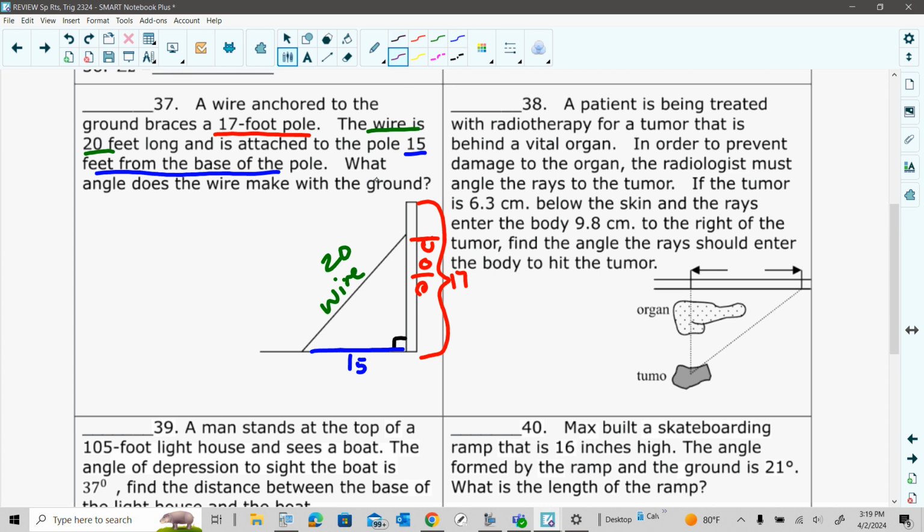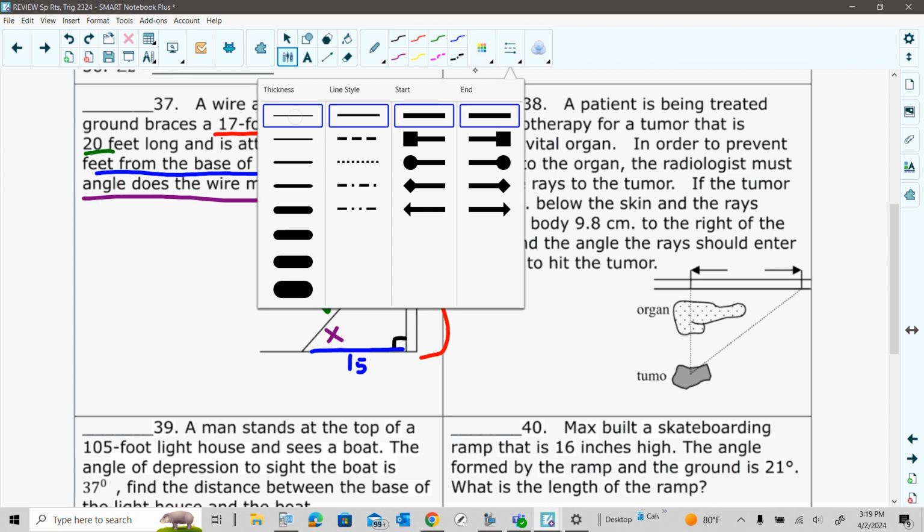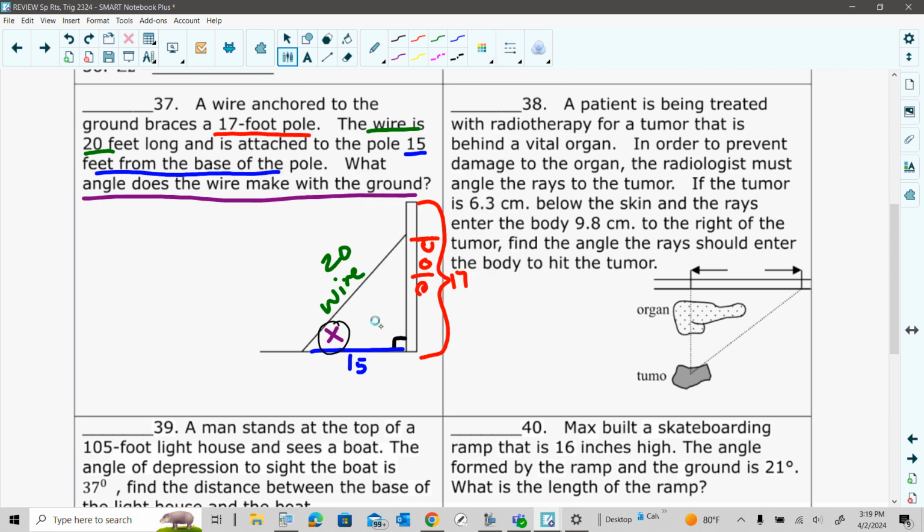What angle does the wire make with the ground? So the ground is on the bottom here. I would put the X with that horizontal line, above the horizontal line. And that means we are circling this angle. We don't want to do opposite, because the pole goes past the size of the triangle. So we don't want to do opposite. What we want to do is adjacent and hypotenuse, which is cosine.